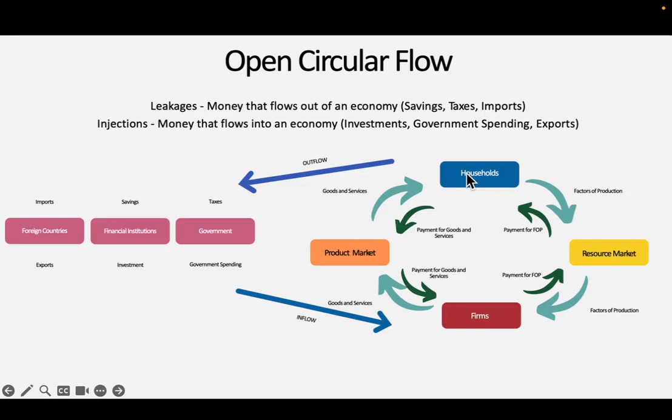Examples of outflows or leakages are taxes, that's money leaving the country, savings, if people are just putting money in the savings account, and imports, when you're buying from a different country. So if you are asked to draw an open circular flow model, you would draw this circular flow model right here, but you would also include this part right here with the leakages and the injections.